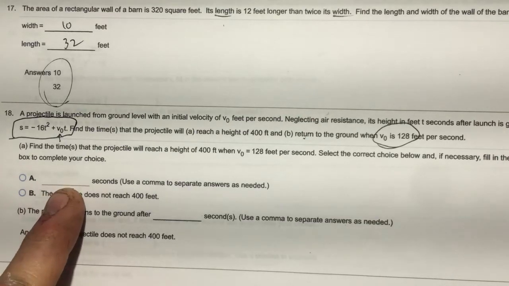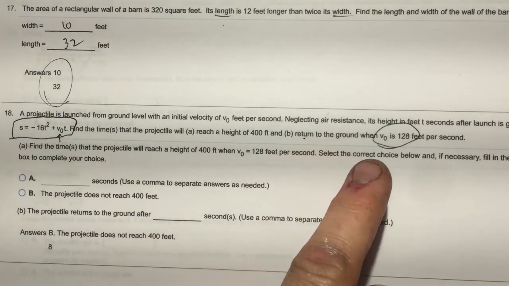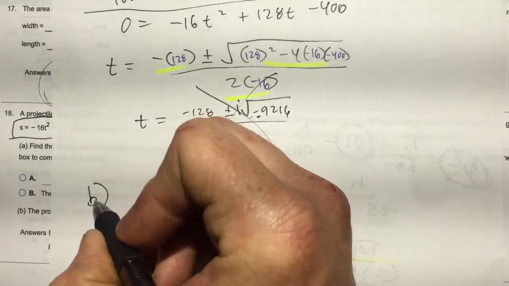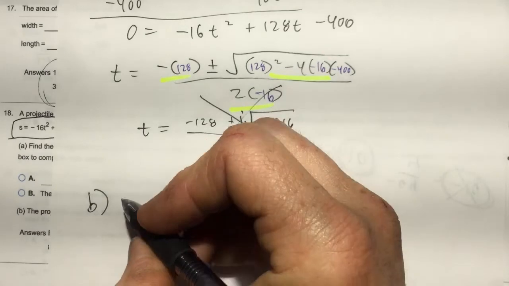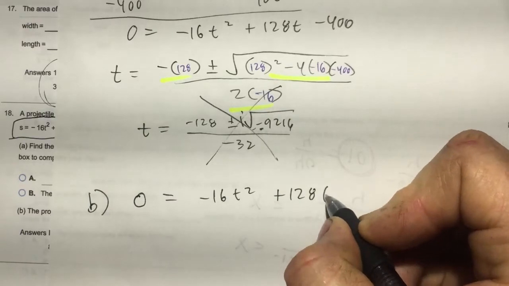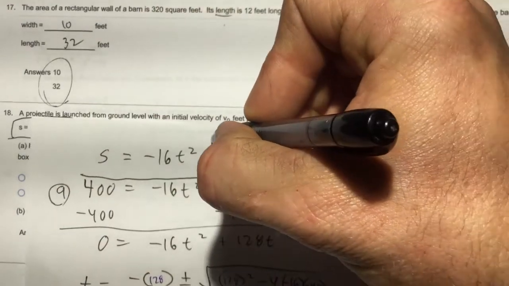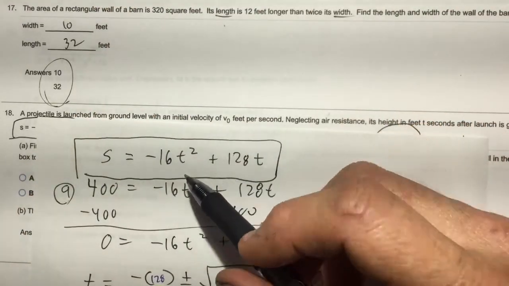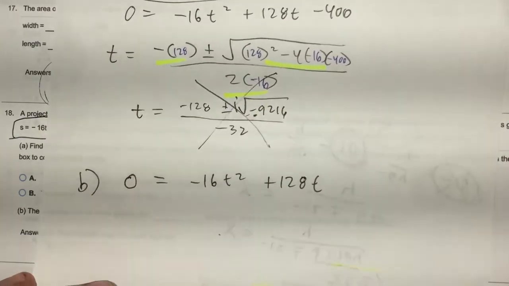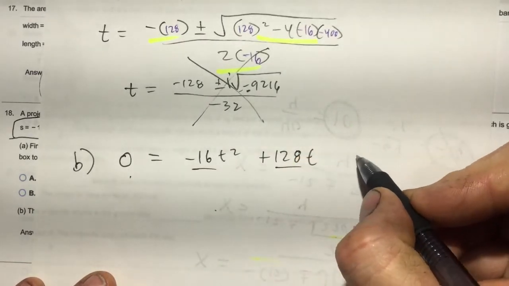Now, part B. Part B says, how many seconds to return to the ground? Okay, so we're going to do part B now. How many seconds to return to the ground? That means my S is 0. Okay, remember, here's my equation up here. Okay, there's my equation. And this time the height is 0. So I put 0 right there. All right, which is what I have here. Okay, well, it equals 0. So here's my A and my B. There's no C.